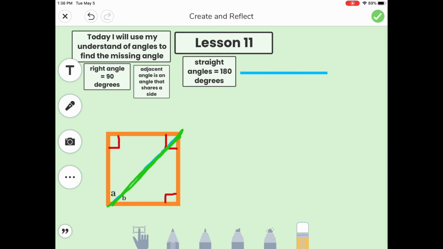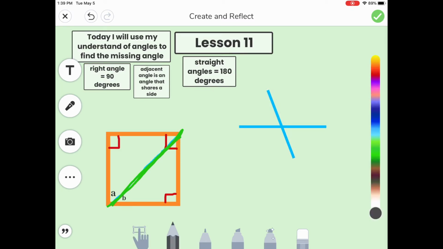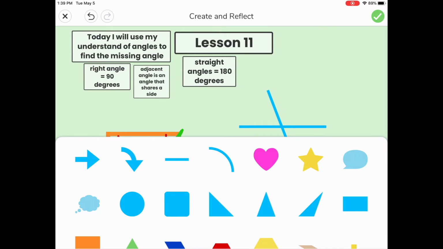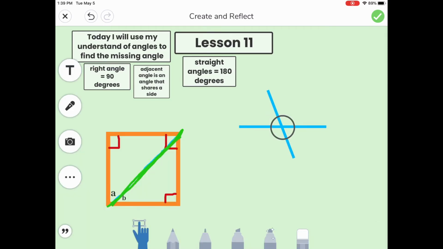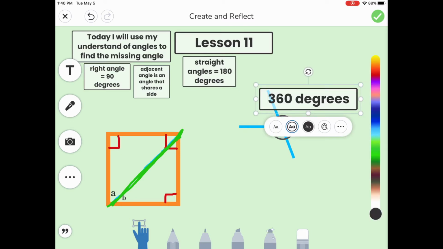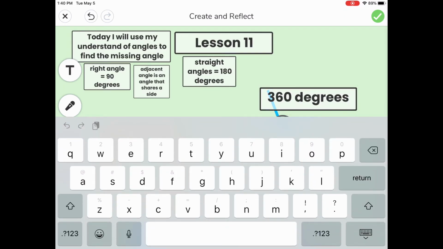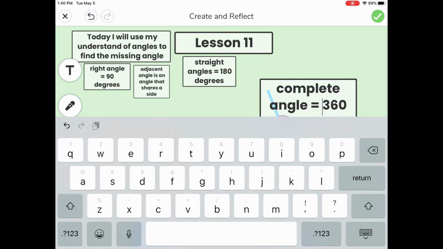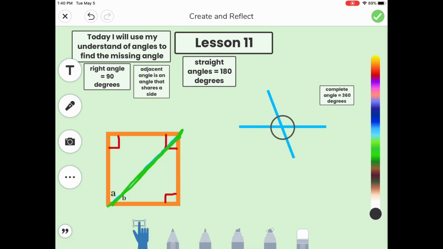Whenever you have angles that intersect completely like this, altogether, this type of angle would equal 360 degrees because you notice it makes a circle all the way around. Do you see that it makes a circle all the way around? What do we call a 360 degree angle? We call it a complete angle. It completes the circle. We'd call this a complete angle.